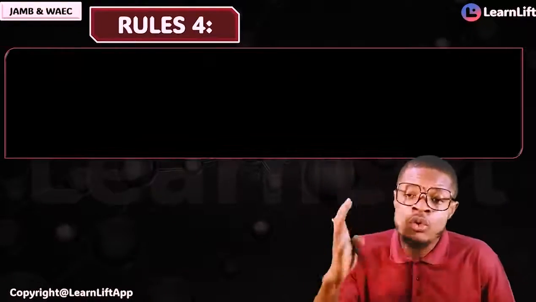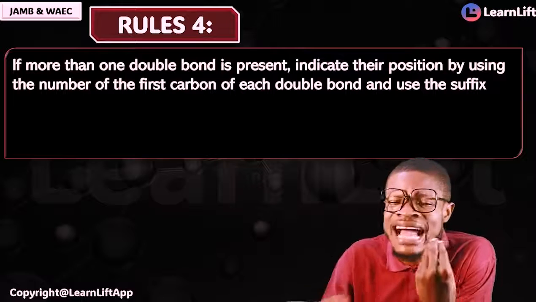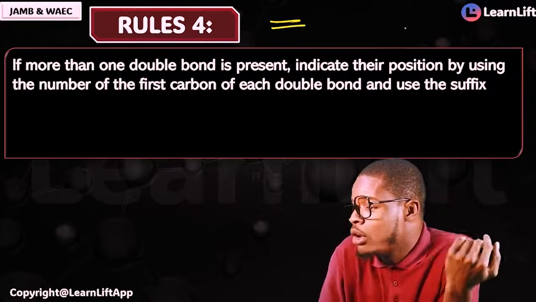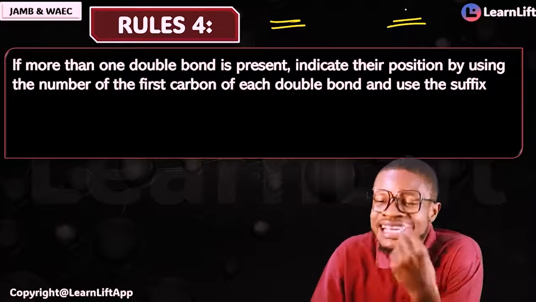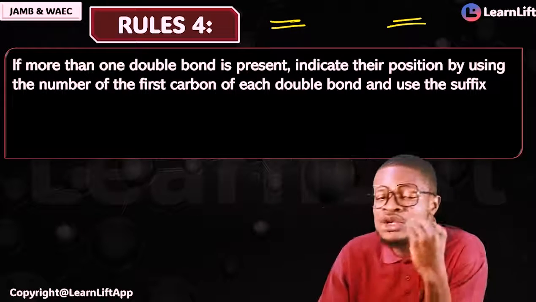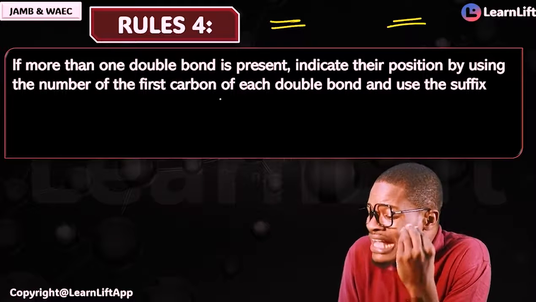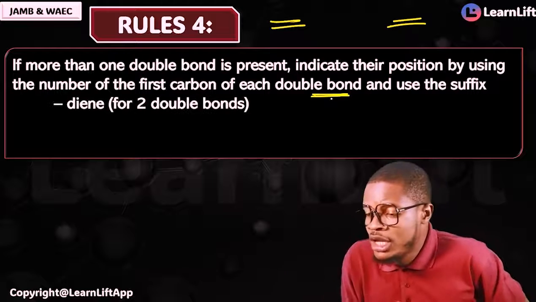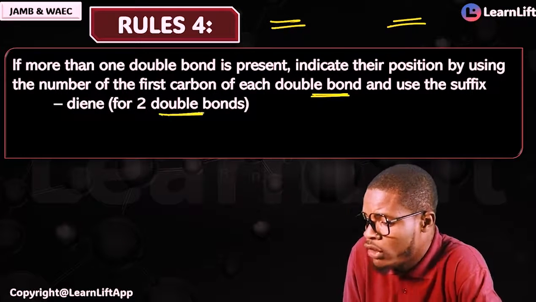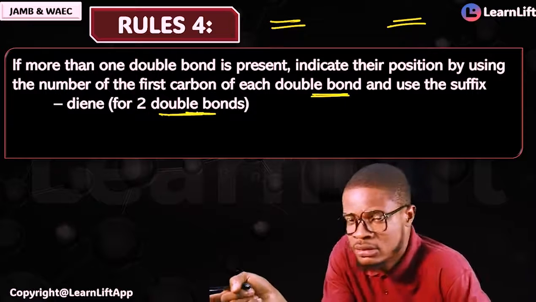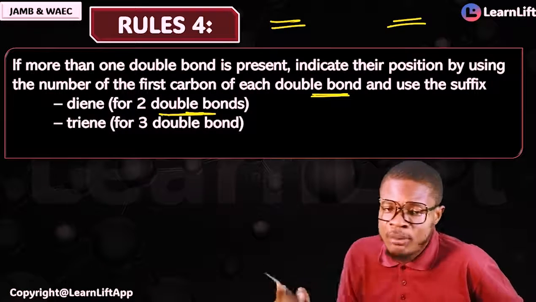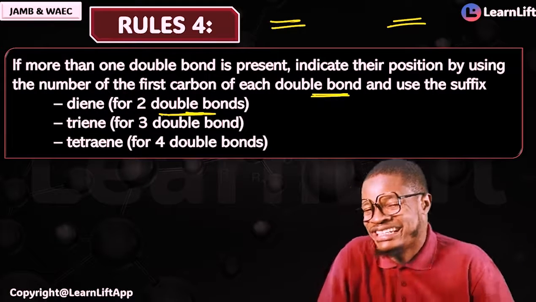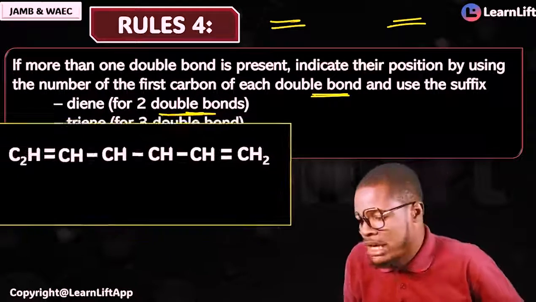Look at the next rule very fast. Rule 4. If more than one double bond is present, indicate their position by using the number of the first carbon of each double bond and use the suffix. Don't stress. Let me tell you what it means. If I have 2 double bonds present in the compound, I'll call it diene. If I have 3 double bonds, I will call it triene. What about if there are 4? Tetraene.